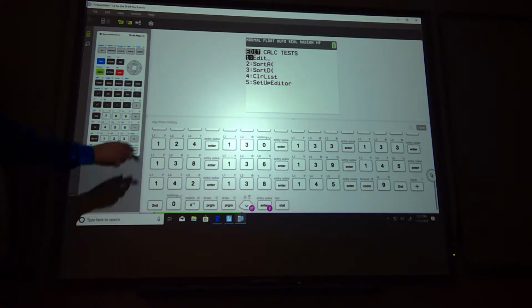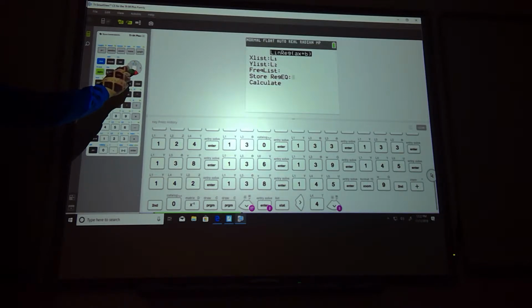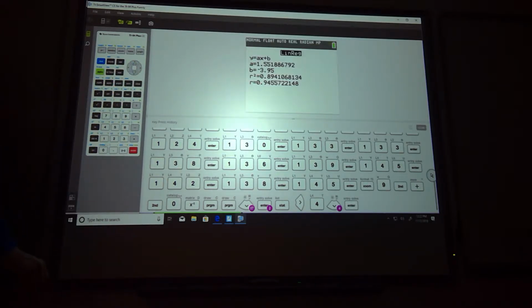Then I'm going to use my arrow, and I'm going to arrow over to calculate. You with me so far? Yes. And then I want to do the linear regression. It's number 4. So you type number 4, and you arrow down to calculate. And that right there, guys and girls, is my equation.